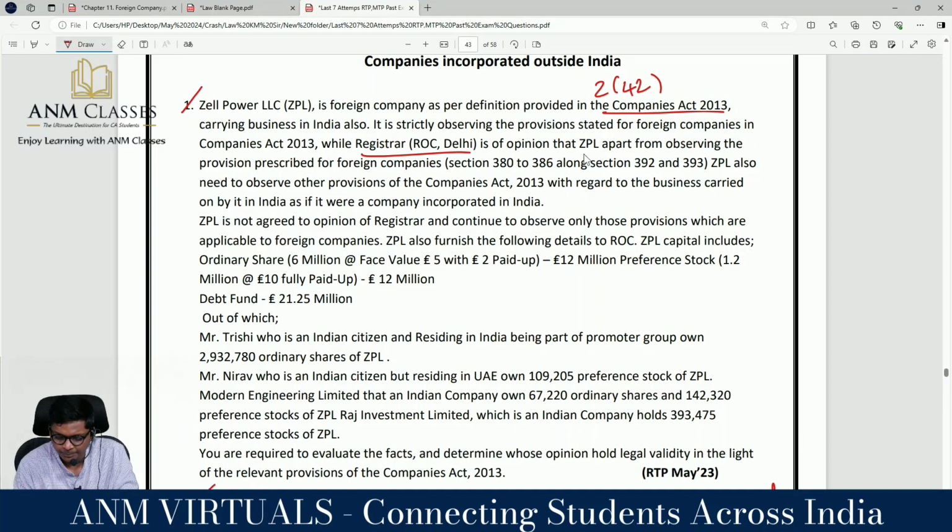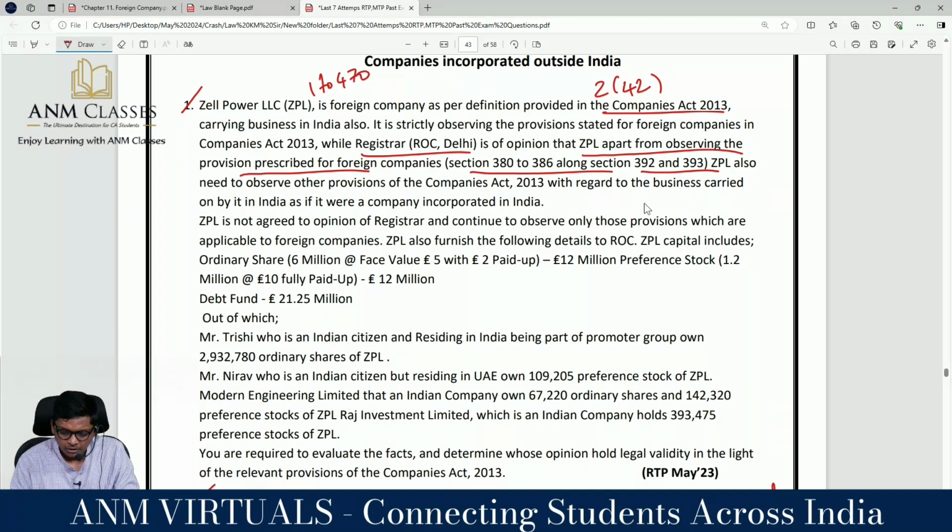In the opinion of ZPL, apart from observing the provisions of 380 to 386 along with 392 and 393, ZPL also needs to observe other provisions of the Act. They are saying for you, sections 1 to 470, everything is applicable. When is that applicable? If you have more than 50%. That is what you have to check here.